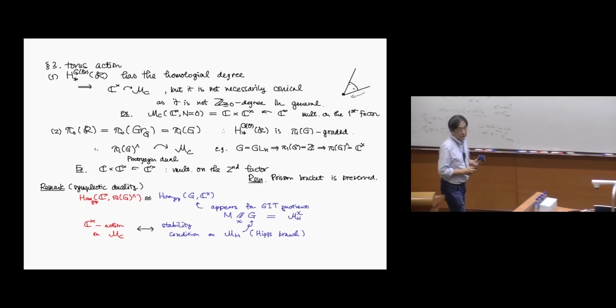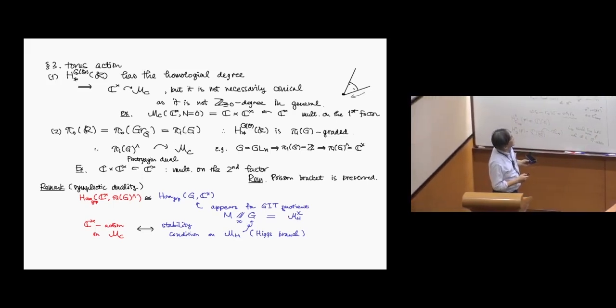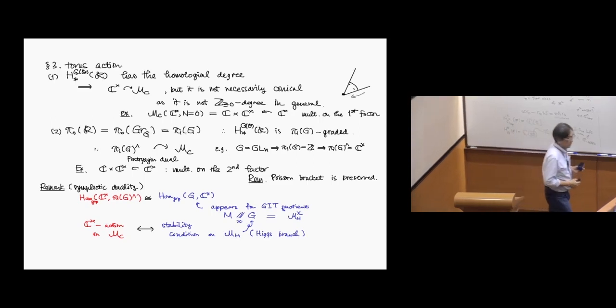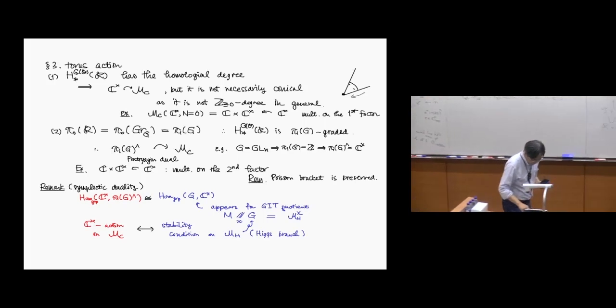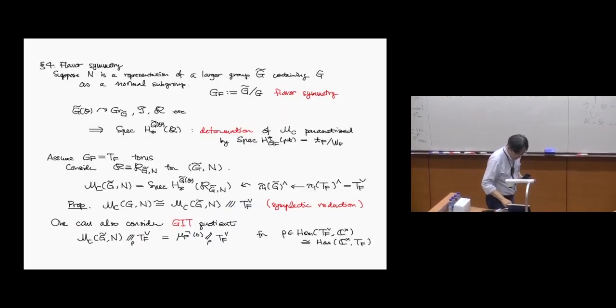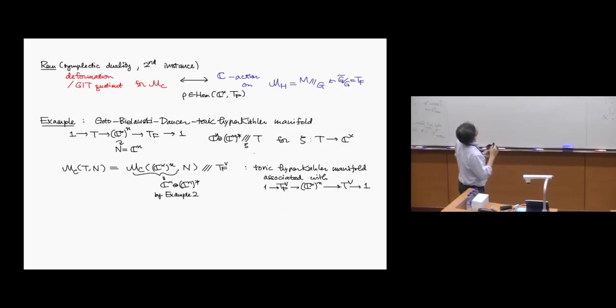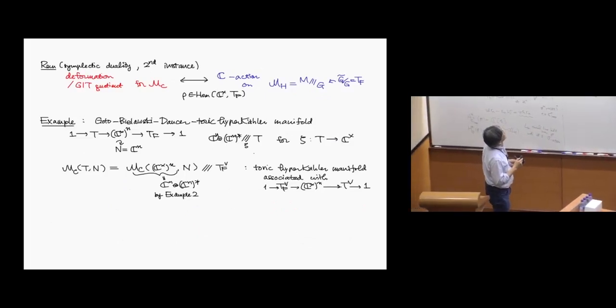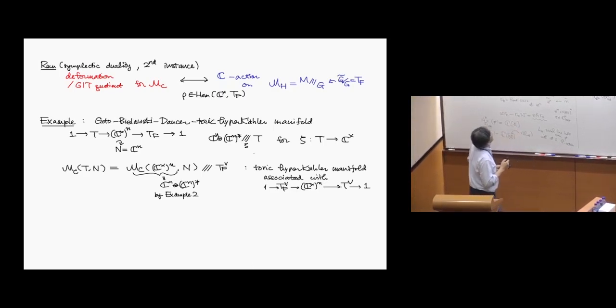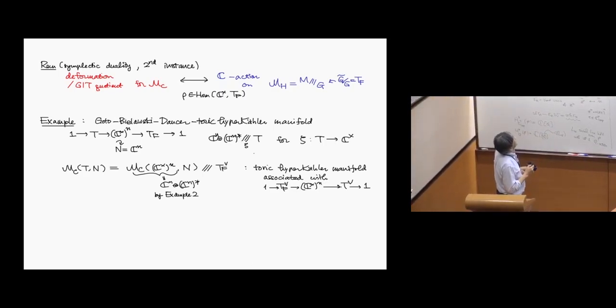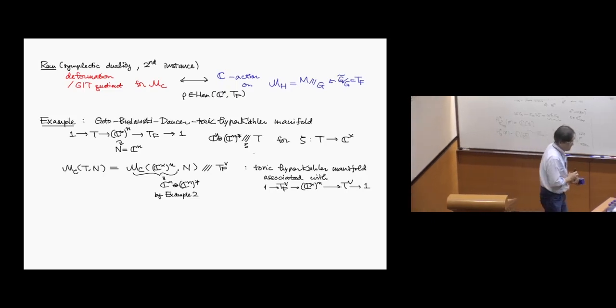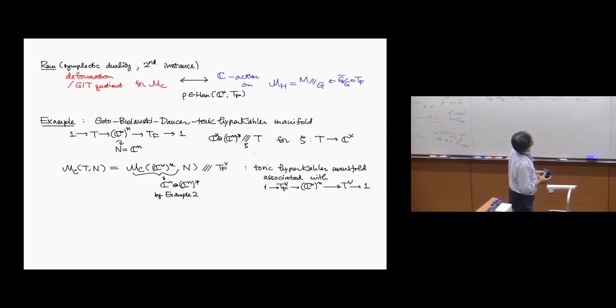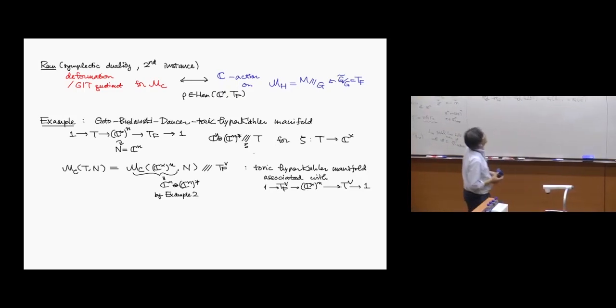The character which you use to define GIT quotient in the Higgs branch corresponds to the action on the Coulomb branch. And here, action and stability conditions are exchanged, right? So we consider the Coulomb branch side. So by using a larger group, we have deformation and GIT quotient. The same data gives the C star action on the Higgs branch.